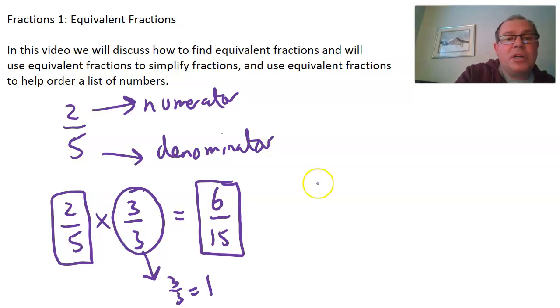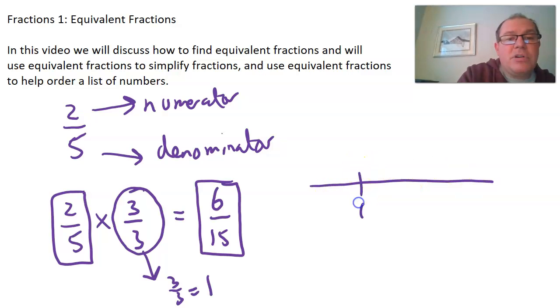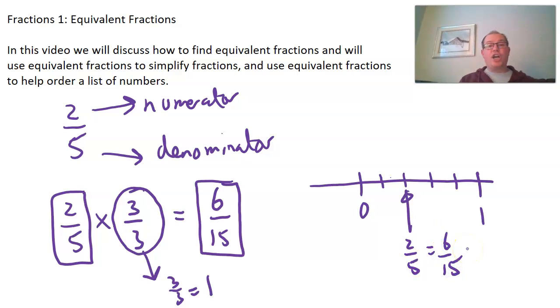If we were to draw them on a number line, here's 0 and here's 1, and 2/5, if I split this up into fifths, 1, 2, 3, 4, 5, 2/5 is here, and it's exactly the same number as 6/15. They are equivalent. It's the same number, it's the same value on the number line. And the trick is multiplying by 1. So as long as you multiply the top number by 3 and the bottom number by 3, you will get an equivalent fraction.